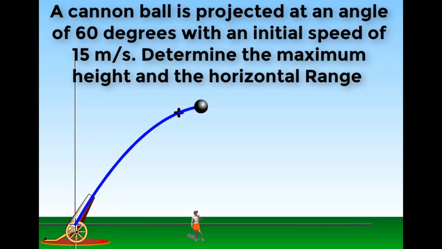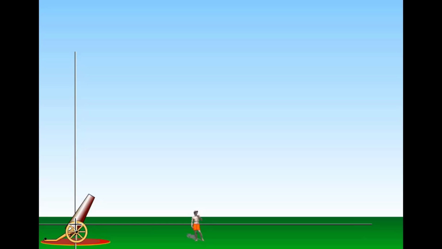Hi everybody. In this problem, we have a cannonball that is projected at an angle of 60 degrees with an initial speed of 15 meters per second. And we are asked to determine the maximum height and the horizontal range.